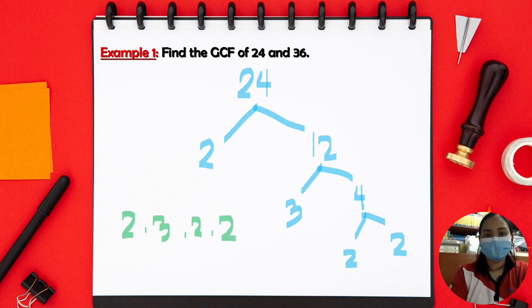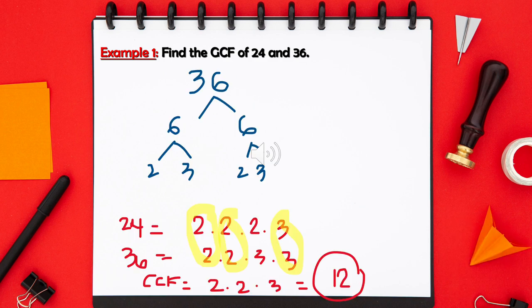Ngayon, isunod naman natin si 36. Okay, so, isunod natin yung 36. So, magdodrawing tayo ng 36. Sulat natin 36. So, ang factors ng 36 ay 6 at 6. Pa-factor out ulit natin si 6. So, 2, and then 3, and then 2, and then 3.